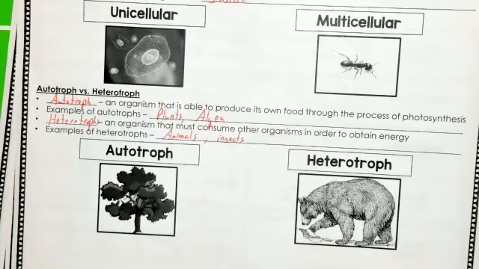Heterotrophs, guys. Heterotrophs are organisms that must consume in order to survive. We are heterotrophs. We have to eat things to survive. Like we just said, we can't stand out in the sun, soak up sunlight, and turn it into food.